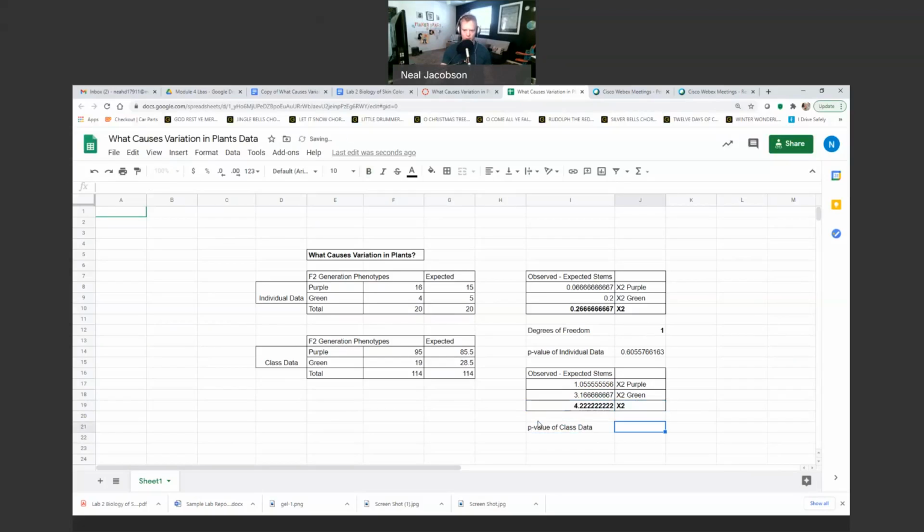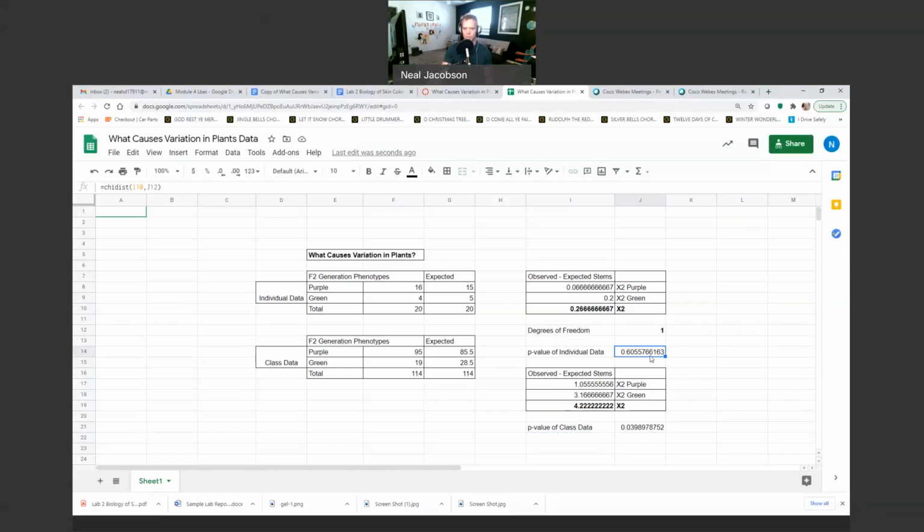Okay, so my p-value of class data is going to be equal to my chi distribution. There's my chi statistic, comma, degrees of freedom. Click on that, 1, enter. Uh-oh. It's a little different, isn't it? Notice how the differences between my observed and expected are much greater in my class data than they were in my individual data. So my individual data, my p-value is 0.6.